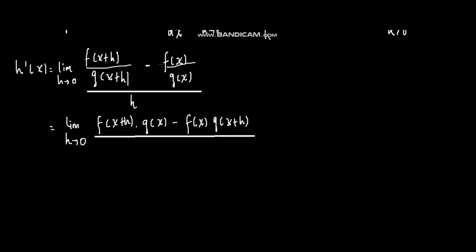But then the whole thing divided by h again. So the h is going to come here. So h times g of x plus h times g of x.